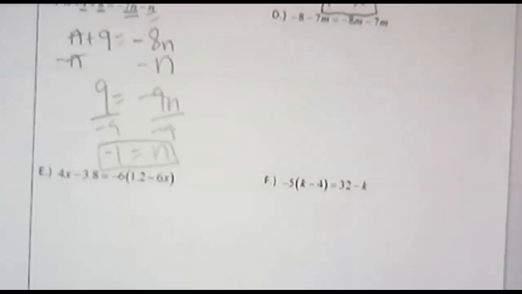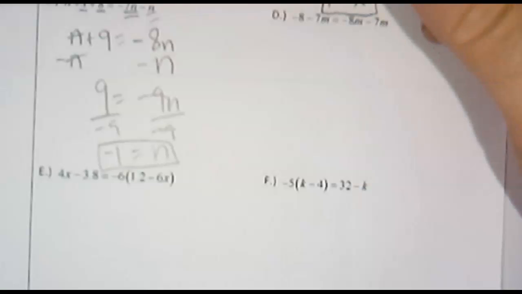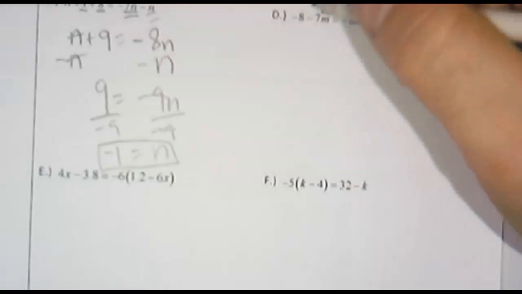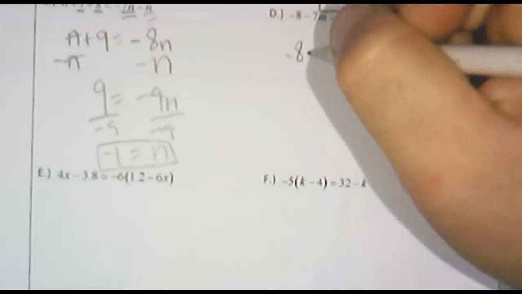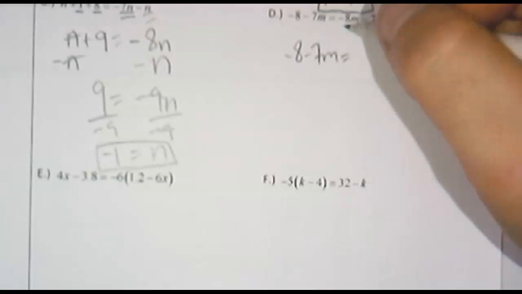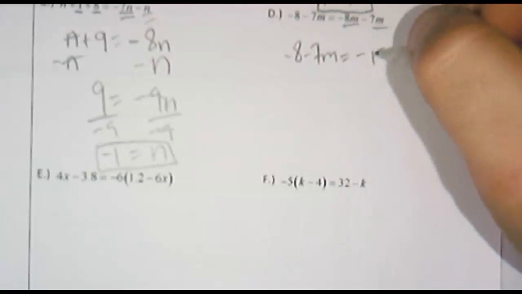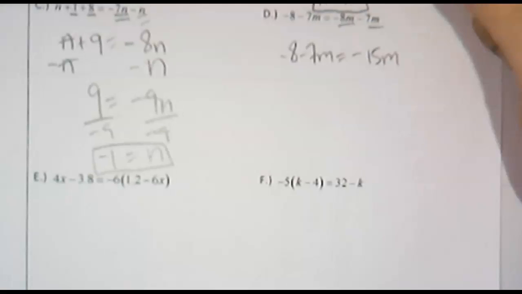Alright guys, next problem. There's no like terms here on the left. On the right there is, those are like terms. So left side, just bring it down, bring everything down. Right side, negative 8 minus 7 is negative 15m. Ready to move my variables to the same side.